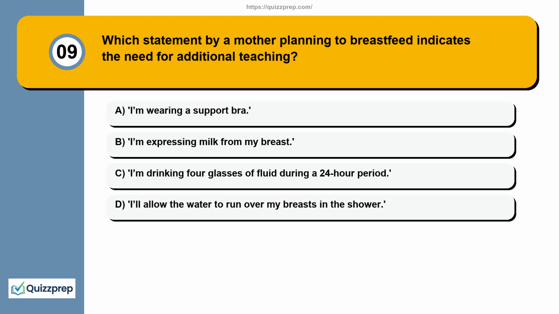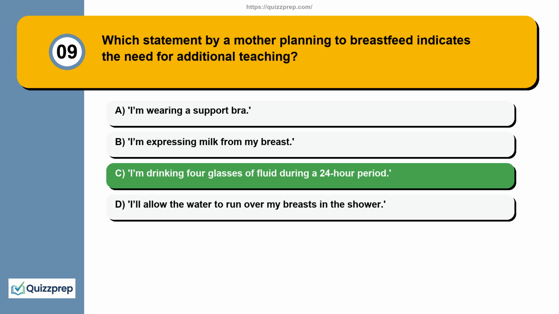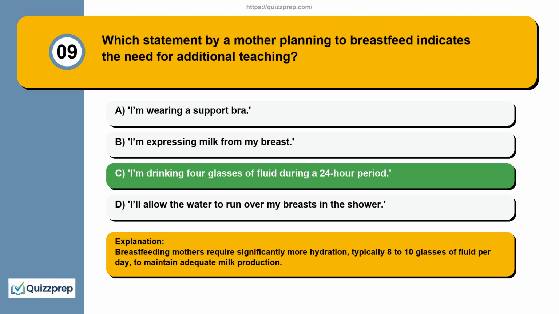Question 9. Which statement by a mother planning to breastfeed indicates the need for additional teaching? I'm wearing a support bra. I'm expressing milk from my breast. I'm drinking 4 glasses of fluid during a 24-hour period. I'll allow the water to run over my breasts in the shower. Breastfeeding mothers require significantly more hydration, typically 8 to 10 glasses of fluid per day, to maintain adequate milk production.